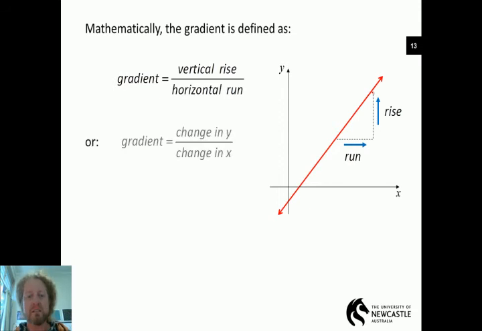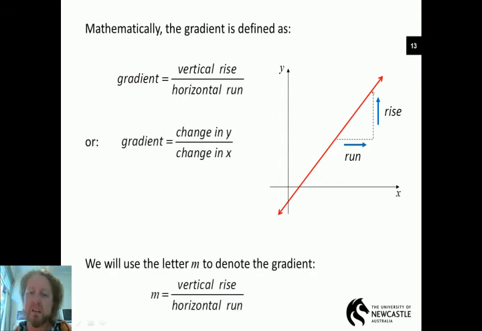You can also call that the change in y over the change in x. By the change in y, it just means the change in its vertical location. So here, from this point to this point, the change vertically was this distance. And the change in x from this point to this point was that. I've gone that horizontally, I've gone that vertically. So the change in y is the vertical rise, the change in x is the horizontal run. And it says here we'll use the letter m to denote the gradient. That's a fairly standard thing amongst most textbooks, mathematicians. So m is the vertical rise over horizontal run.